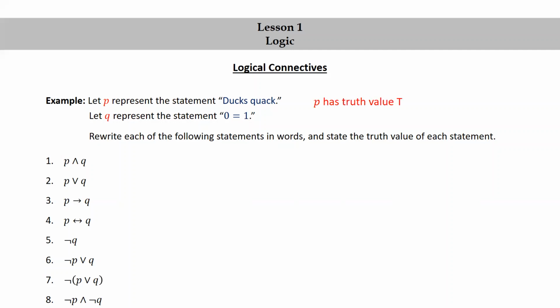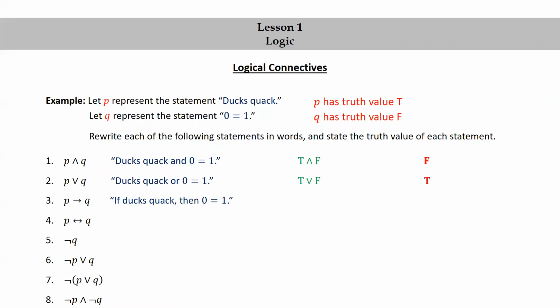First, it's worth noting that P has truth value T, ducks do quack, whereas Q has truth value F. 0 is not actually equal to 1. P and Q can be written ducks quack and 0 equals 1. We have true and false is false. P or Q can be written ducks quack or 0 equals 1. True or false is true.